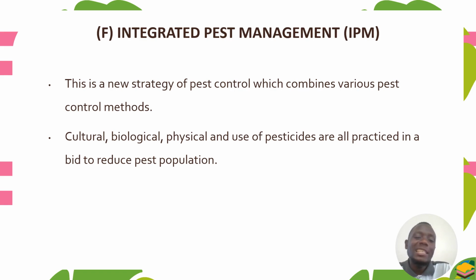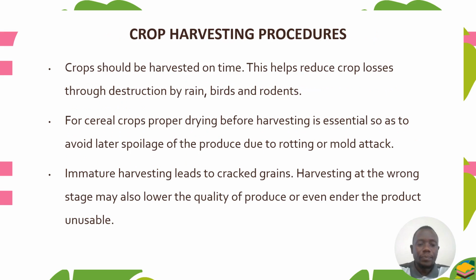Then let's go to integrated pest management, that's IPM. When we talk of integrated pest management, this is a new strategy of pest control which combines various pest control methods. So all those different pest control measures are combined and applied together. We talk of biological, cultural, physical, and the use of pesticides, all these are done at the same time. So that one is known as integrated pest management, IPM.